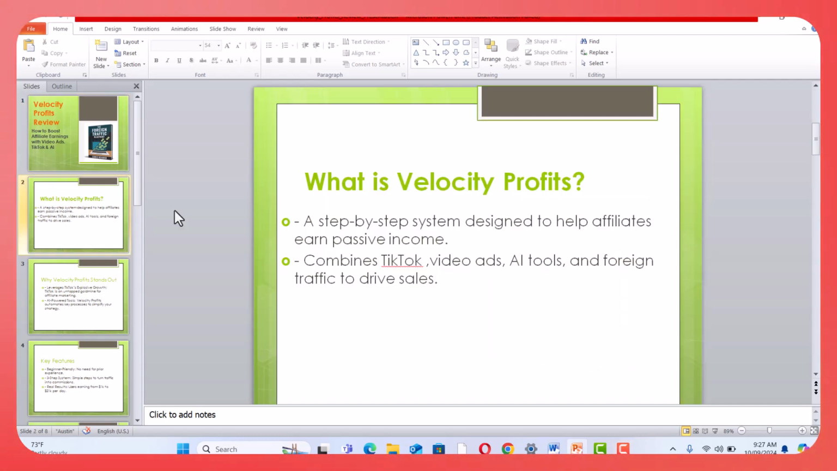It's a step-by-step system designed to help affiliates earn passive income. It combines TikTok, video ads, AI tools, and foreign traffic to drive sales. If you have been in affiliate marketing before, you understand how many people target tier 1 countries such as US, UK, Canada, and so on. But in this training, you will learn how to target foreign countries such as Norway, Singapore, and other countries like that. It teaches you how to create a video ad and target these foreign countries with low cost per click while you are still maximizing or increasing your affiliate commission.